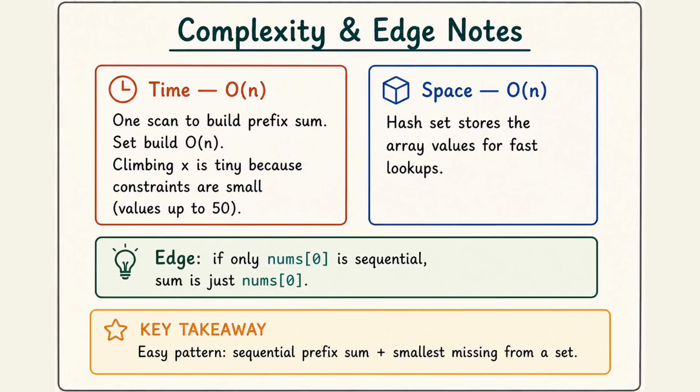Complexity is friendly. Time is O of n for the prefix scan and for building the set. Climbing x is tiny under the constraints, since values are at most 50. Space is O of n for the set. Edge case: if the plus 1 chain breaks immediately, the sequential prefix is just the first number, and the sum is that first number alone.